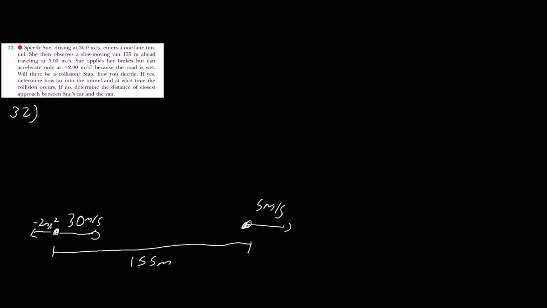So the van here is 155 meters ahead. It's traveling at 5 meters per second. And here's the car that's traveling at 30 meters per second and applies the brakes. Because the road is wet, you can only accelerate at -2 meters per second squared. So we can call it the acceleration if you guys want. So here are the two equations.